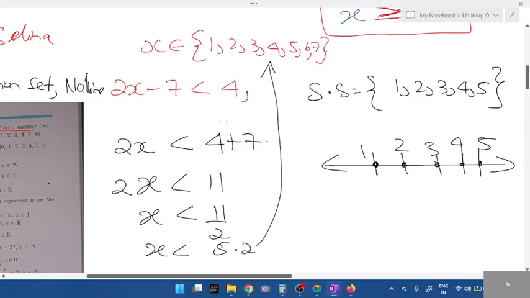So first thing we solved. Second thing I told you all, we need to find the solution set. From the given set we need to pick the answer. Third one is the number line. Any doubts in the first one? Do you have any doubt?